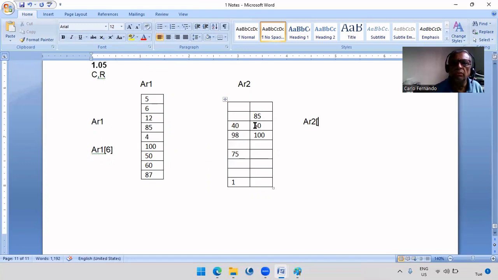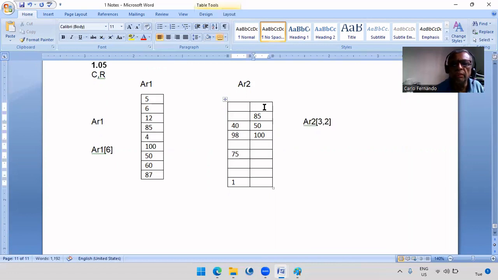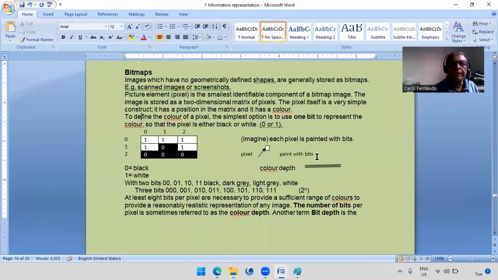So this 50 will be row 1, 2, 3, comma, column 2. Two-dimensional doesn't mean that it's only two rows. We can have more than two rows for a two-dimensional array. Then the appropriate coordinate should be given. So in this case, there are 3 columns, and this says the pixel itself is a very simple construct. It has a position in the matrix and it has a color.